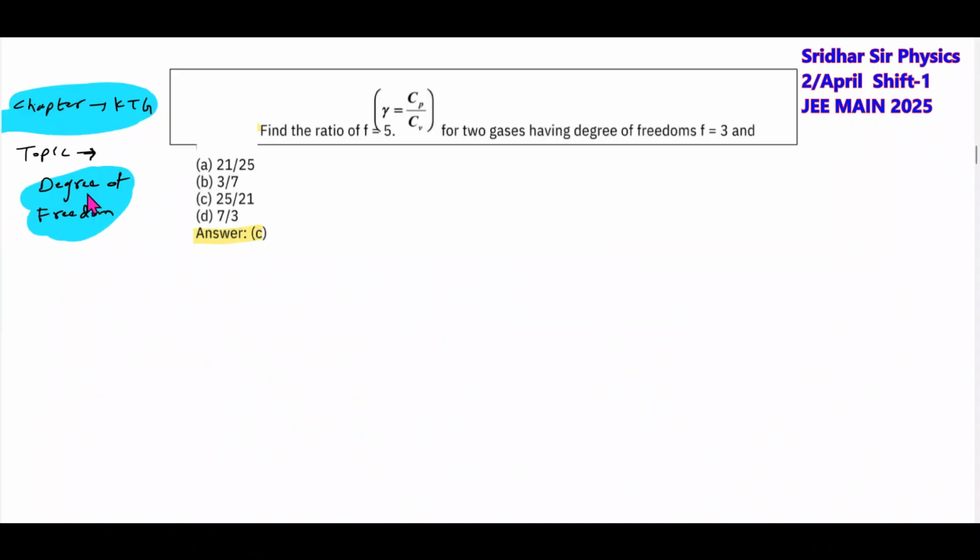This is a chapter KTG and the degree of freedom. Let me read the question. Find the ratio of gamma equal to Cp by Cv for two gases having degree of freedom f equal to 3 and f equal to 5. The two gases are there. One gas is having degree of freedom 3, other is having degree of freedom 5. Degree of freedom means Cv equal to fR by 2, 3R by 2. This is some monoatomic gas. This is a diatomic gas.